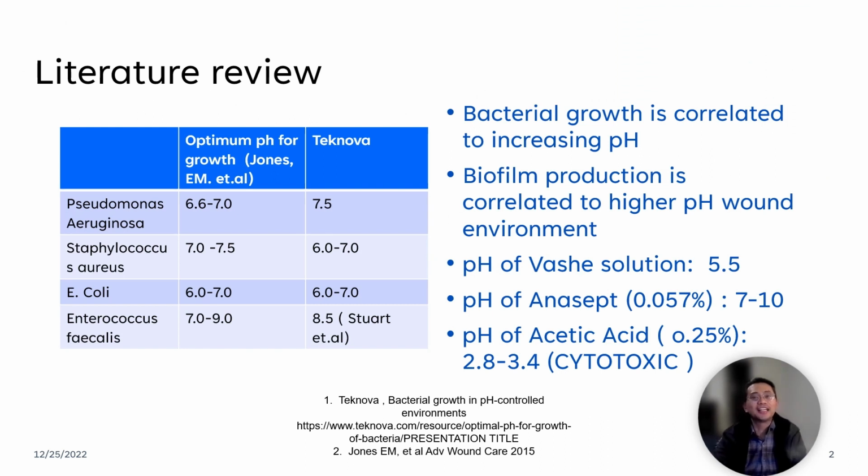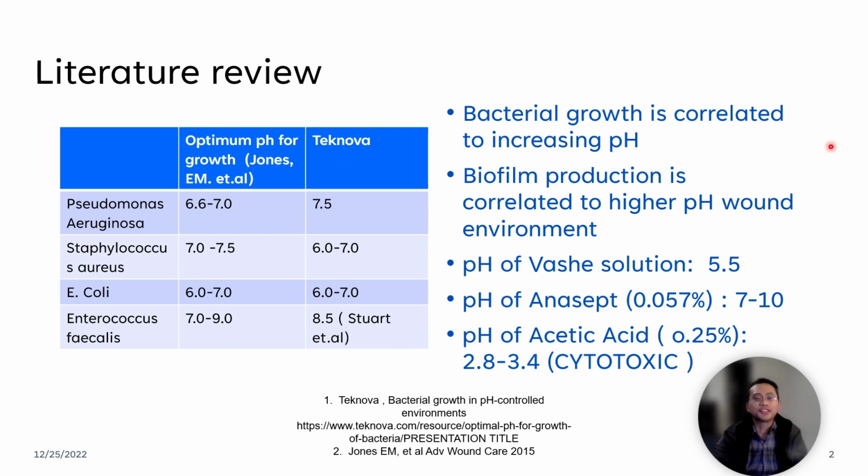So let's dive into the literature review about the topic at hand. There are two papers that I was able to review demonstrating how bacterial growth is correlated to increasing pH. As you can see in this table, the growth of the common bacteria isolated in wound cultures are favored by increasing pH. Likewise, it has been demonstrated also that the biofilm production is correlated to higher pH wound environment.